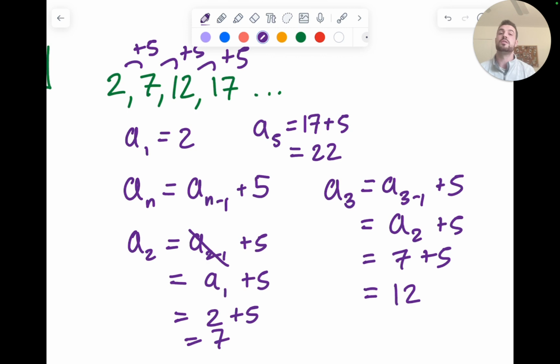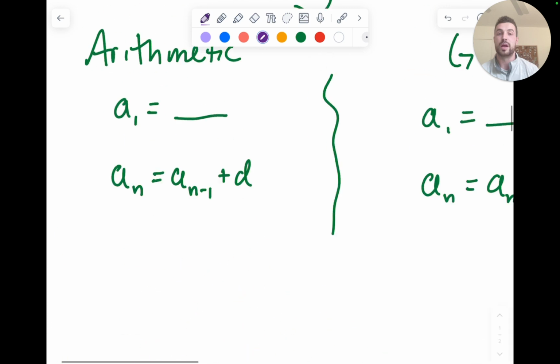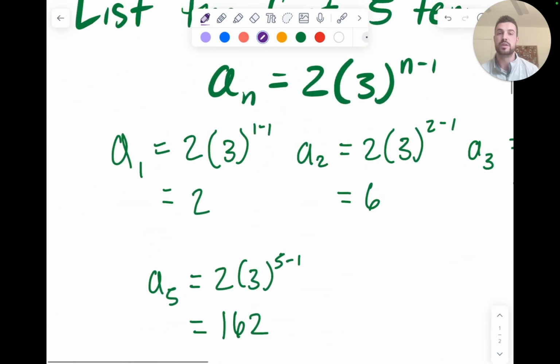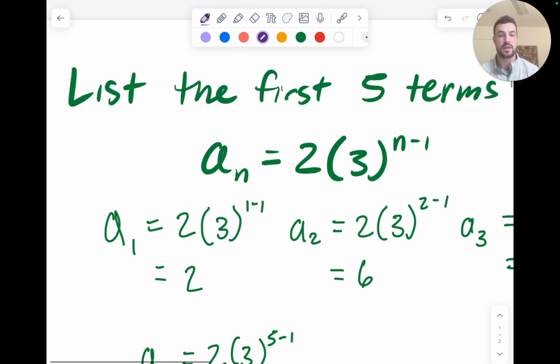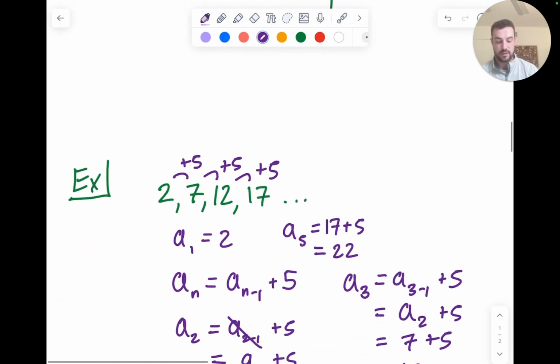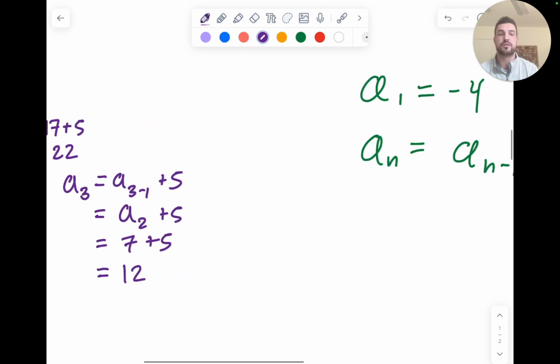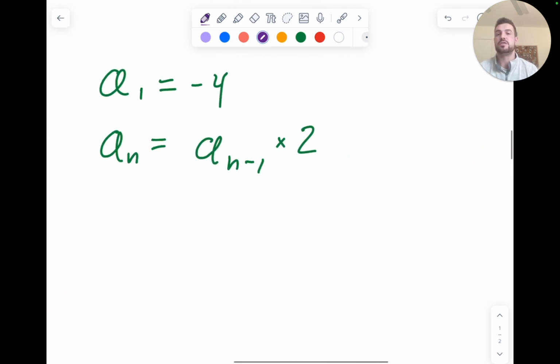That was much more simple than having to write my explicit formula as we did above, and then plugging in. So that's the benefit of recursive formulas. Now we've got a little bit of a different situation here.